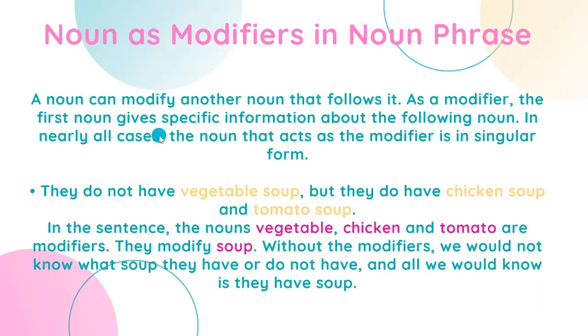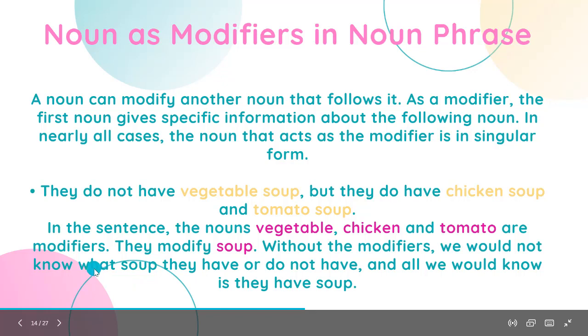So next we are going to discuss nouns as modifiers in noun phrases. A noun can modify another noun that follows it. As a modifier, the first noun gives specific information about the following noun. In nearly all cases, the noun that acts as the modifier is in singular form. For example, they do not have vegetable soup, but they do have chicken soup and tomato soup. In this sentence, the nouns vegetable, chicken, and tomato are modifiers. They modify soup.